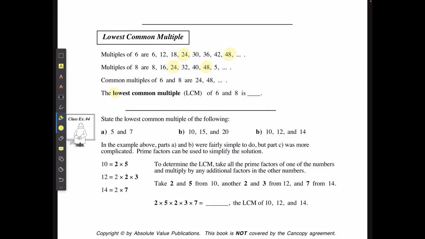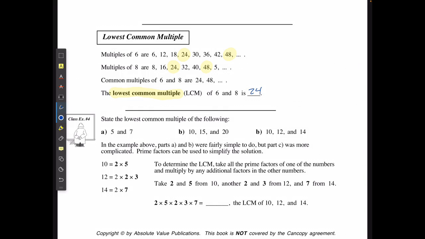If I'm looking for the lowest common multiple, I'm looking for what is the first time that the numbers will match up. And in this case, it's at 24. So I could always make a list of all the multiples of every number in the set and look for where they match up.